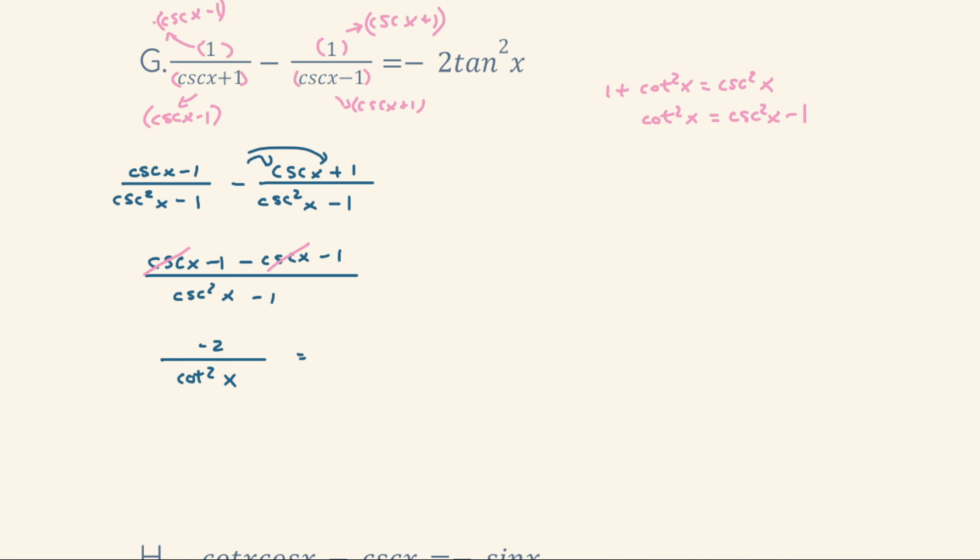But remember, cotangent squared x is just 1 over tan squared x, right? So we can write this as minus 2 divided by 1 over tan squared x. And when we're dividing by something, we multiply by the reciprocal, right? Those are the same idea. So instead of dividing by 1 over tan squared x, we're going to multiply by tan squared x divided by 1, but anything divided by 1 is itself, so I'm not going to write the divided by 1. We're just left with minus 2 times tan squared x, which is what we wanted to show at the beginning. So we're good, okay?